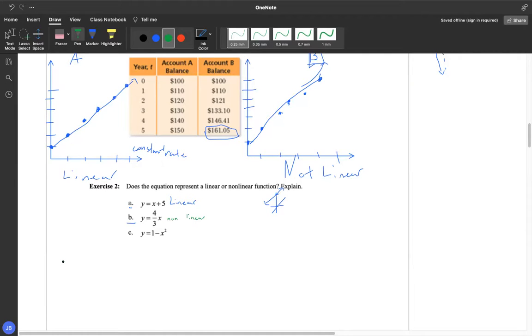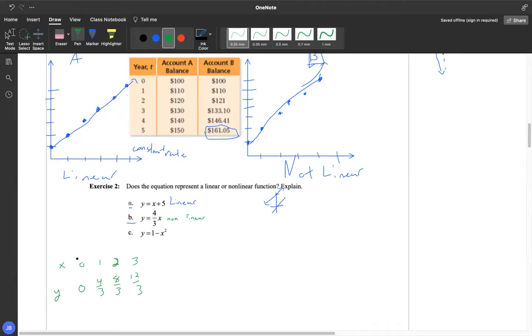What if, here, we'll draw this. If x is 0, 1, 2, and 3, and then we'll say y. So if x is 0, y should be 0, right? If x is 1, y should be 4/3. And then if x is 2, y should be 8/3. If x is 3, this should be 12/3.